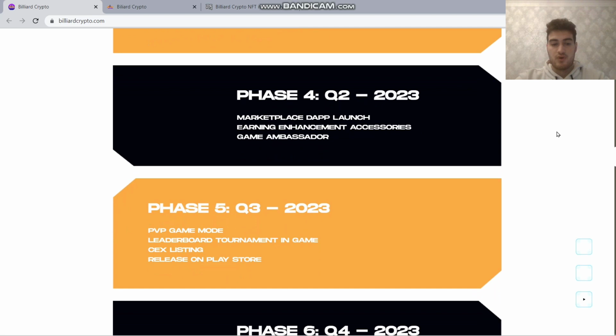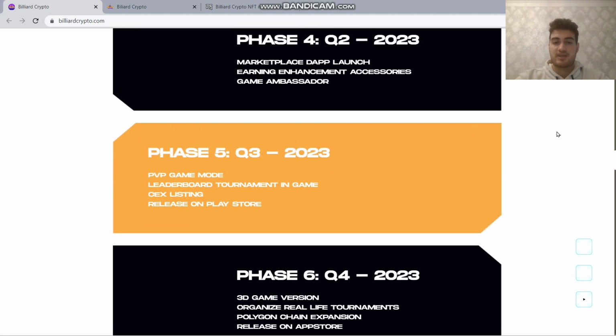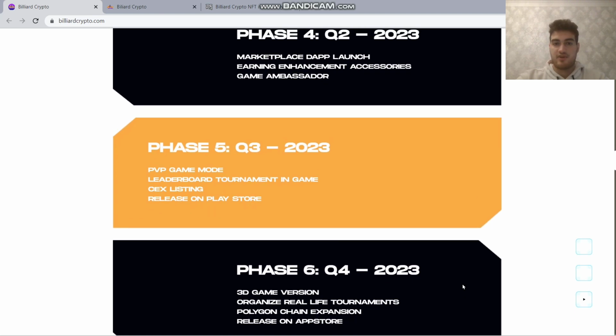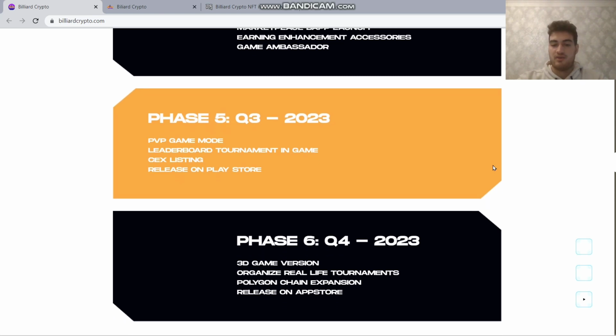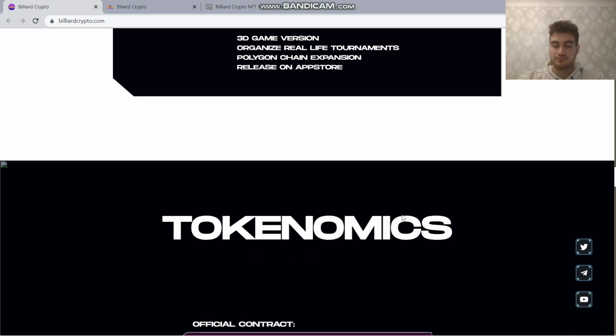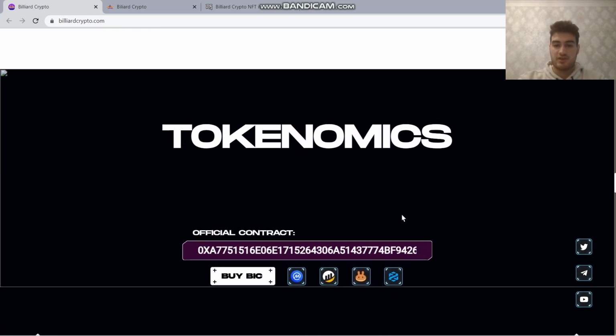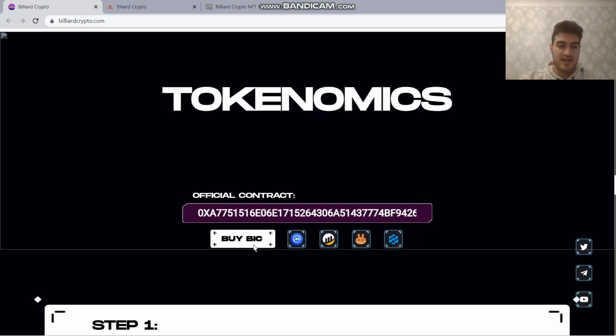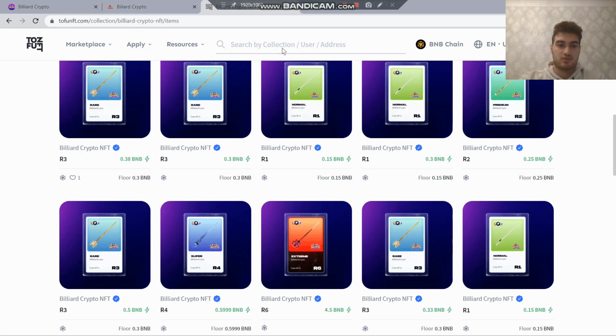As you see, there's a phase 4, phase 5, phase 6. You can get this information from the website, and the website link will be in the description. So all these are about marketing, deep launch, leaderboard tournament in the game mode, 3D game version, organization, release on App Store and so on. After this, you see the tokens. This is the official contract of these tokens. You can buy a BIC. When you click this button, you will be directed to this website.